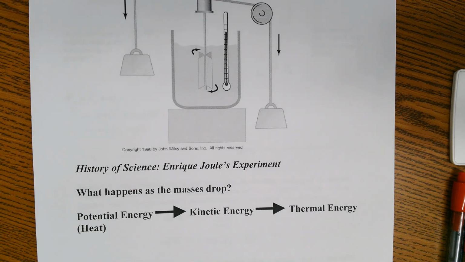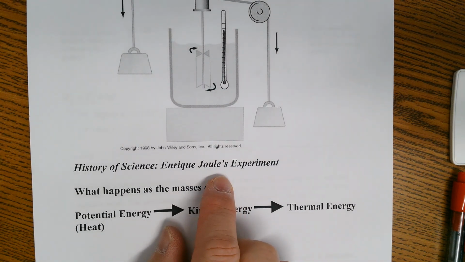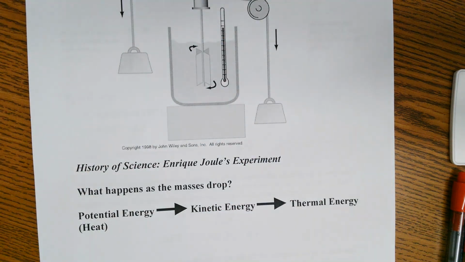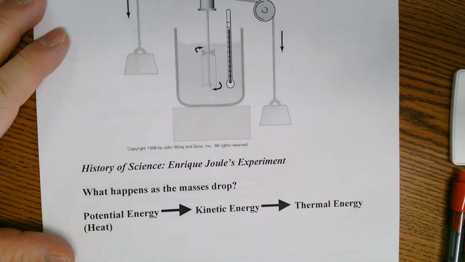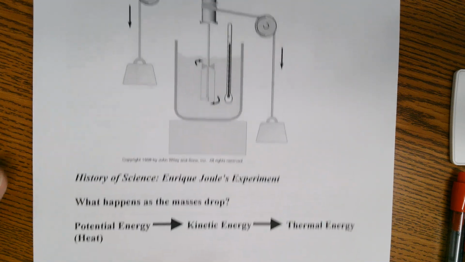So his father owned a brewery, and when he was young, he noticed when his father's workers stirred a big vat of barley, malt and hops, the temperature of the whole vat used to rise. So he figured there must be some relationship between mechanical energy put into a system and the rise in temperature. So thermal energy and mechanical energy have to be related.